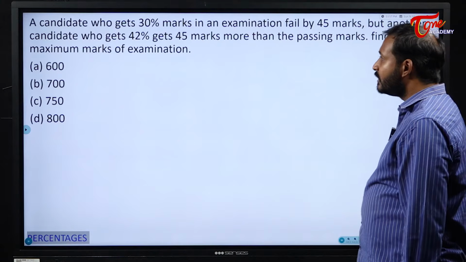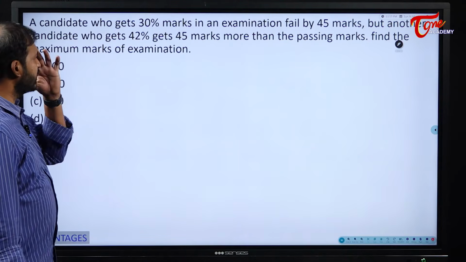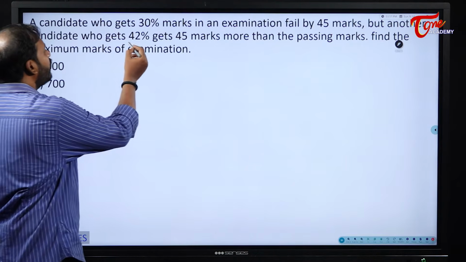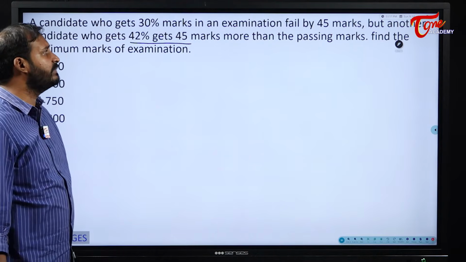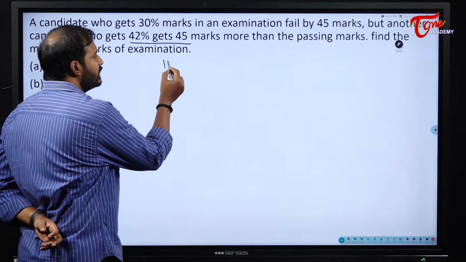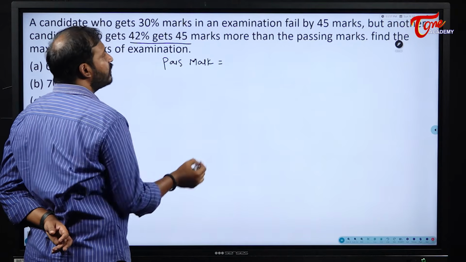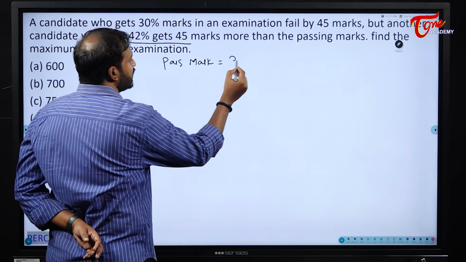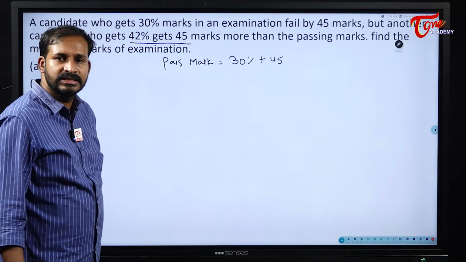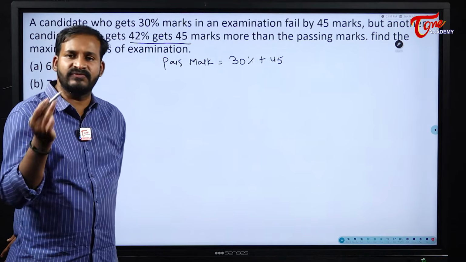Next one. A candidate who gets 30% of marks in the examination fails by 45 marks. But another candidate who got 42% of marks gets 45 marks more than the pass marks. Now see here, from the first candidate, the failed candidate, what will be the pass mark from his perspective? His marks is 30% and he failed by 45 marks. That means if he gets 45 marks more, he will pass in the examination, right? So the pass marks is 30% of total plus 45.